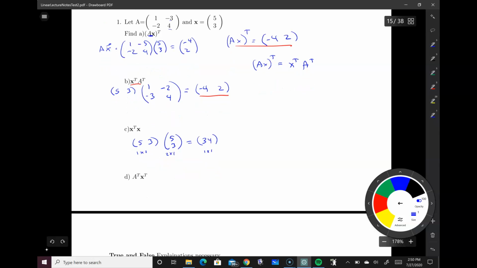All right, let's look at what A transpose X transpose would be. So A transpose, 1, -3, -2, 4. X transpose would be 5, 3. All right, this is a 2 by 2 matrix. This is a 1 by 2 matrix. This cannot be done, right? Remember, these numbers here have to be the same in order for us to be able to do the matrix multiplication.